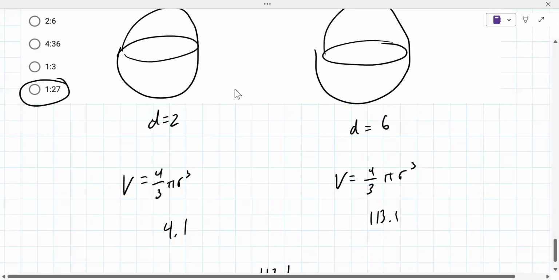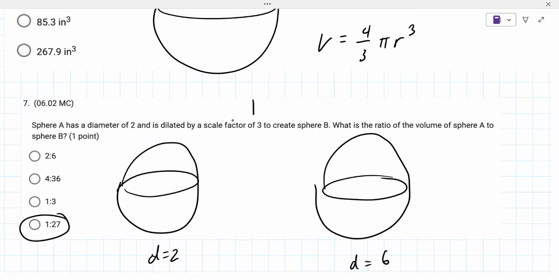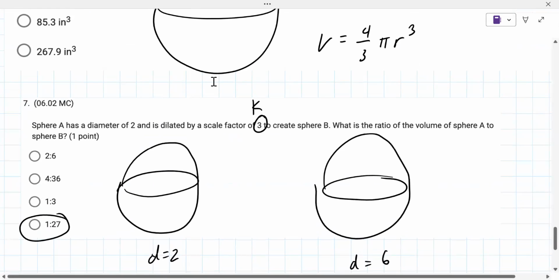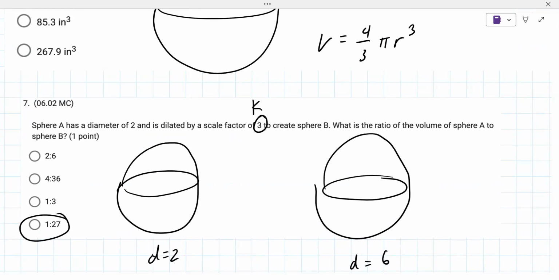Now, is that consistent with k cubed? Your scale factor is 3. What is 3 cubed? 3 cubed is 27. So there you go. That's the way to do this.